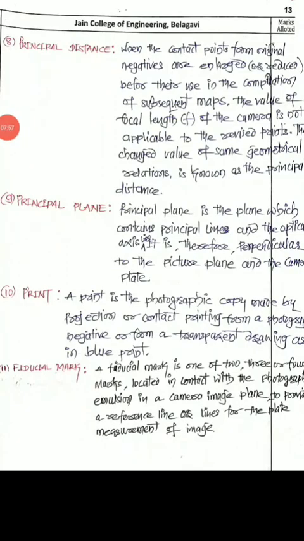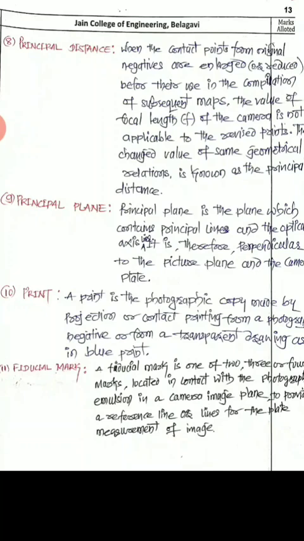Principal distance. When the contact prints from the original negatives are enlarged or reduced before their use in the compilation of subsequent maps, the value of focal length f of the camera is not applicable to the revised prints. The changed value of the same geometrical relations is known as the principal distance.